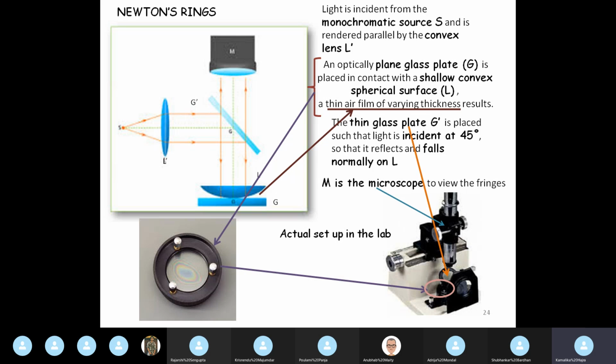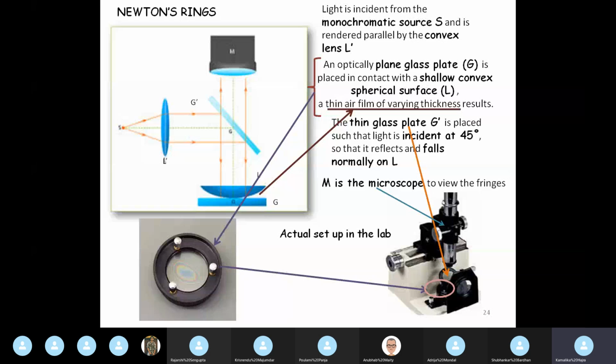No questions? So can I move ahead? Yes, ma'am. Actually, the diagram coincides with the setup pretty well. That's why it's understandable.